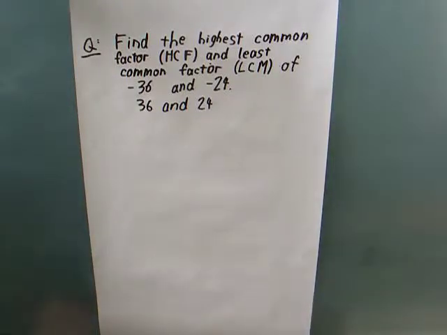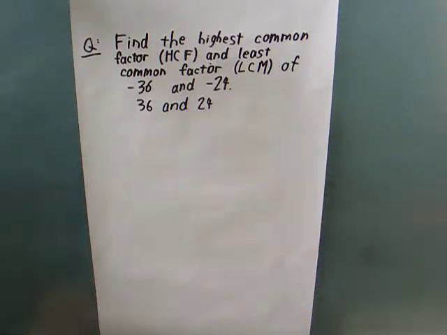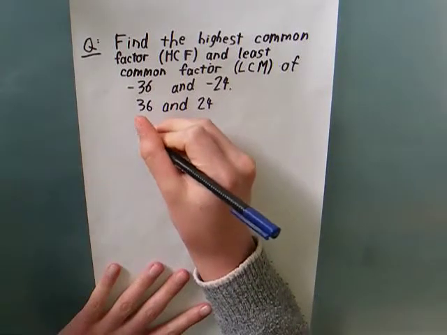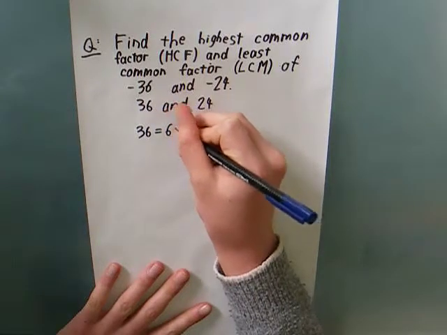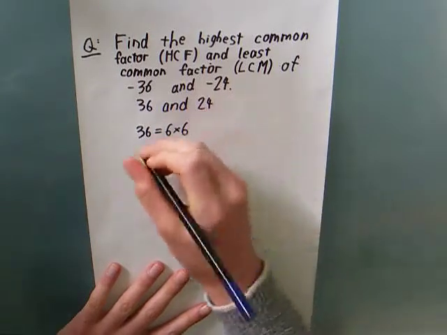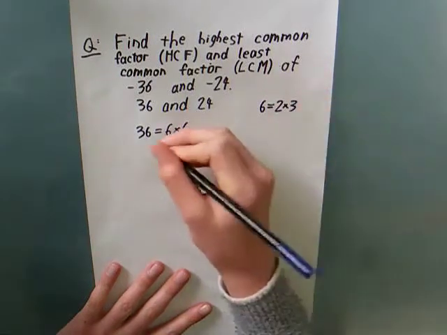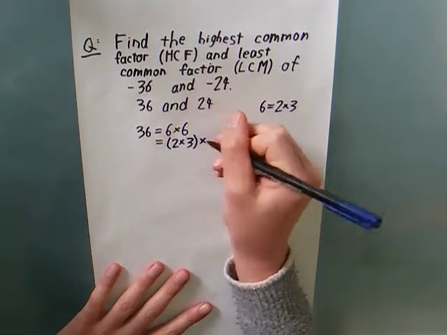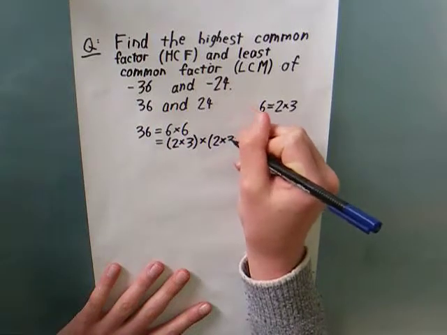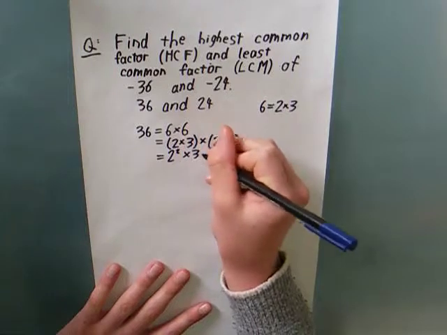Right, so first, for both the highest common factor and least common multiple, you would find the prime factorisation of both these numbers, which I'm going to do for 36 and 24. So, here we have 36. Well, I know 36 is 6 times 6, and we know that 6 equals 2 times 3. So our 36 equals 2 times 3 times 2 times 3, or just 2 squared times 3 squared.